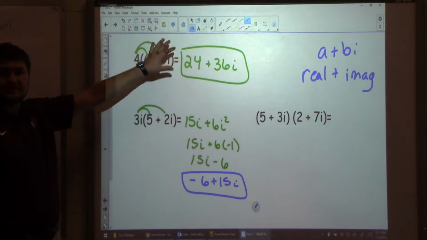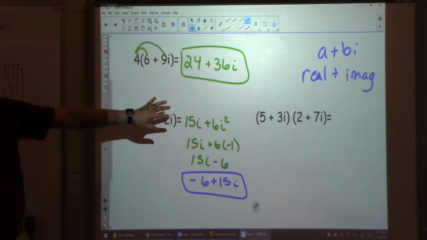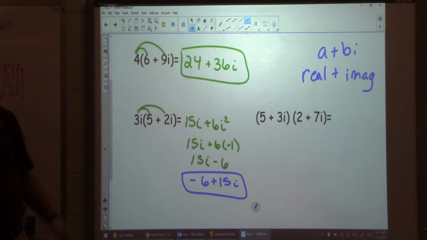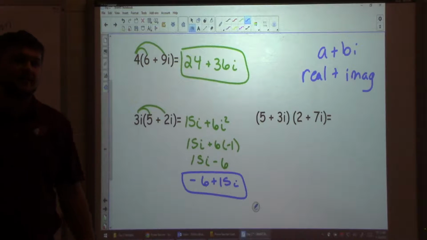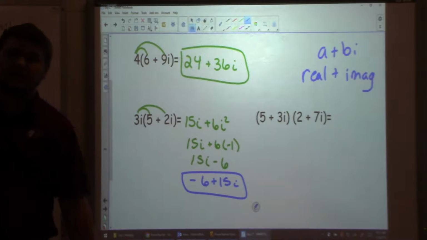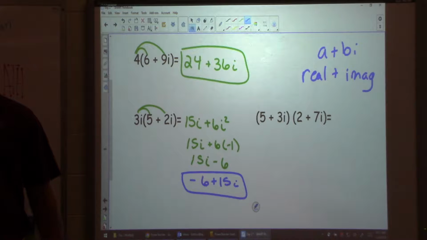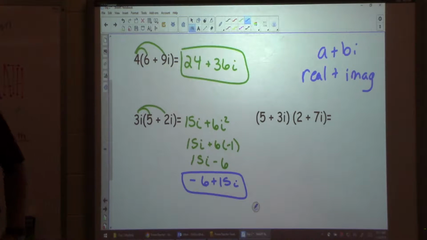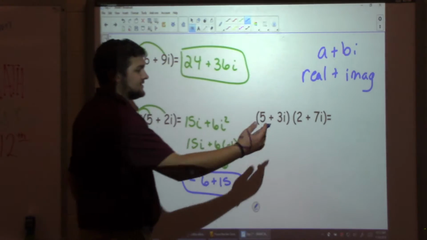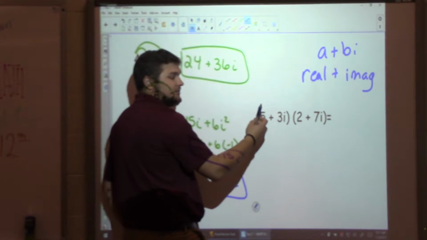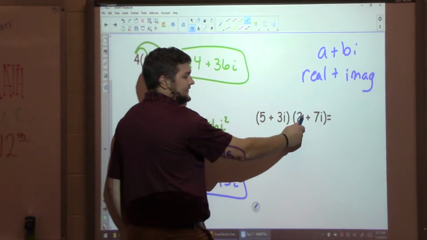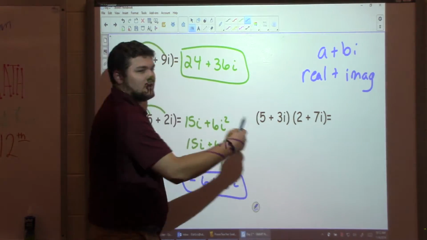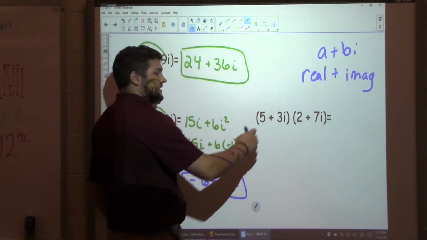Those first two, do those make sense? Do you have any questions on those? Okay, then this third one. 5 plus 3i times 2 plus 7i. How am I going to multiply this? Foil, right? We're going to foil. First, outside, inside, last. You absolutely do not just multiply 5 times 2 and 3i times 7i and call it good. You need to do the whole process.